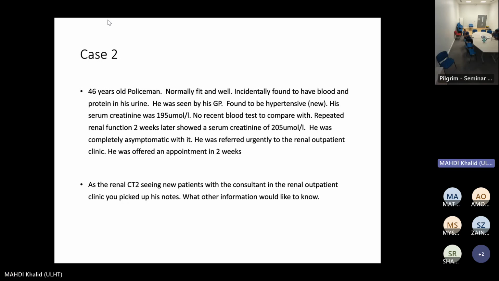The investigation: quantification of the protein in the urine. That's right. So you want to know what the urine protein level is, urine PCR or ACR, and you want to know what the kidney function is. I think that's as much as I would be able to get out of the first visit of this patient.